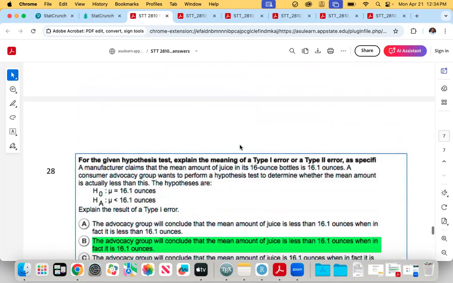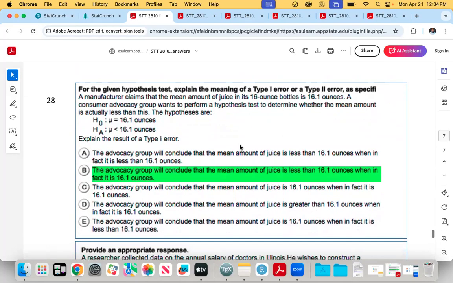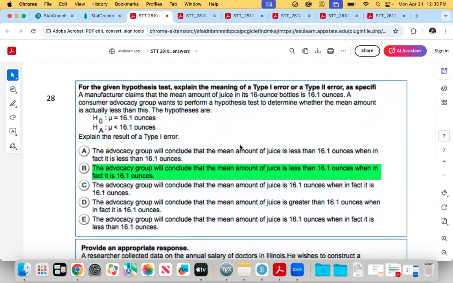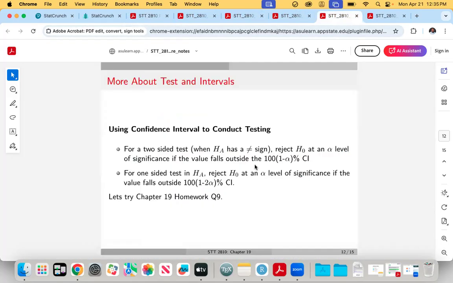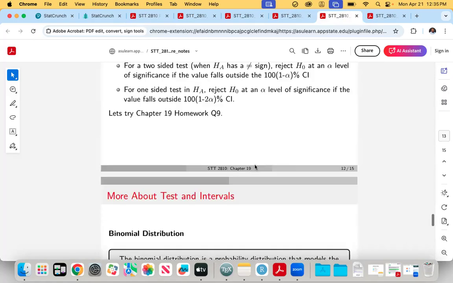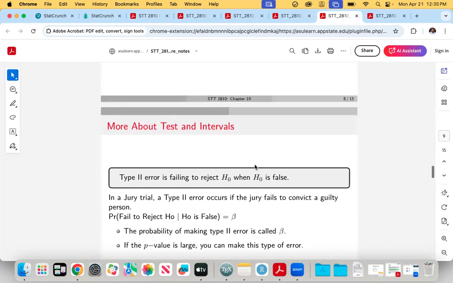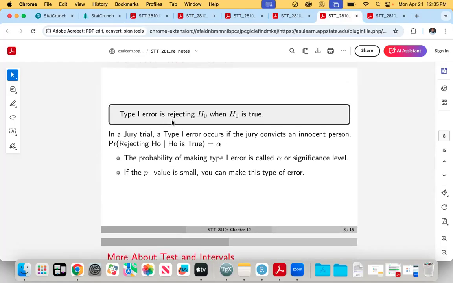Now let's get to 28. For 28, we want to interpret the meaning of a type 1 error or a type 2 error. Now we want to explain a type 1 error. So first and foremost, before we begin, what is a type 1 error? Let's see. So this is a type 1 error.